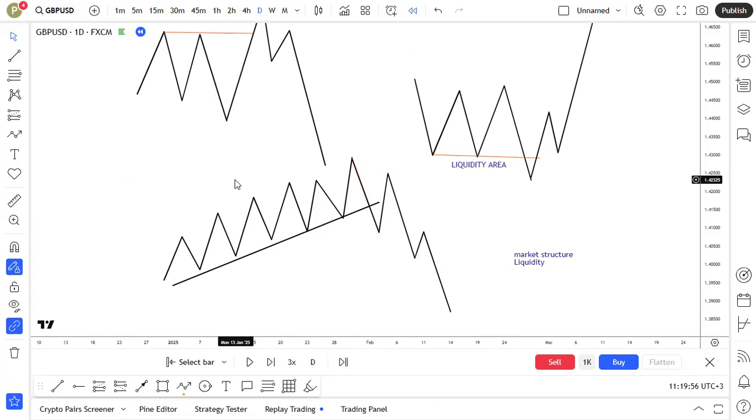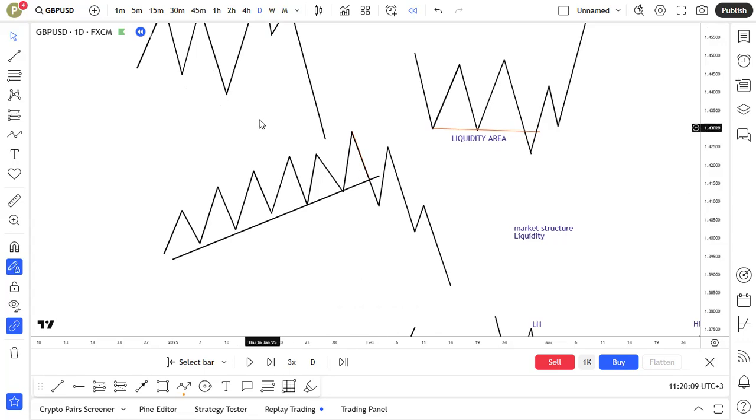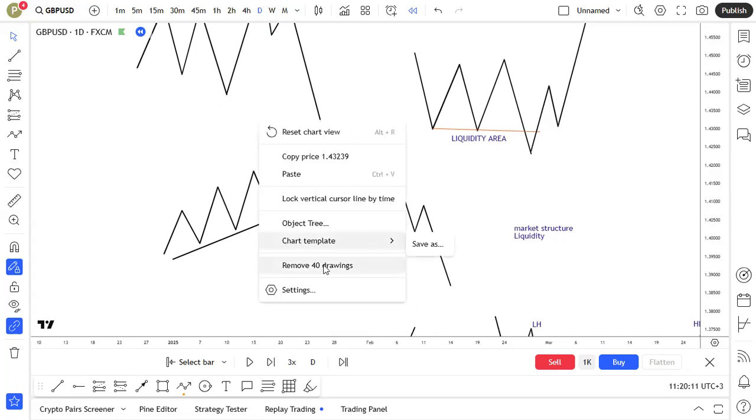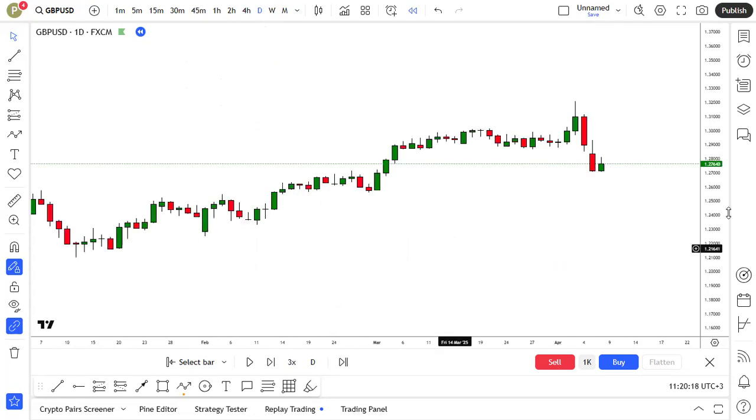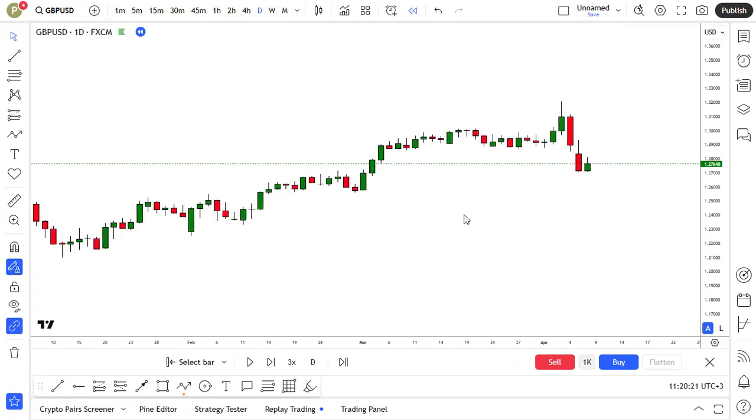Okay, so let's check some real chart examples on how we can use the concept of market structure and the concept of liquidity. Let's move these drawings and go to the charts. Okay, so here we have GBPUSD, and this is the higher time frame.